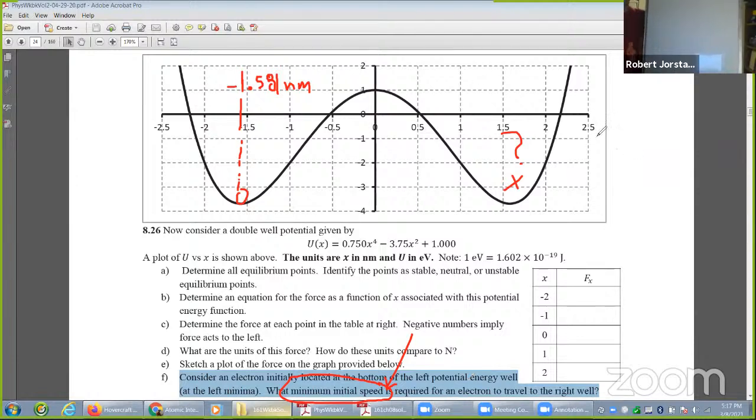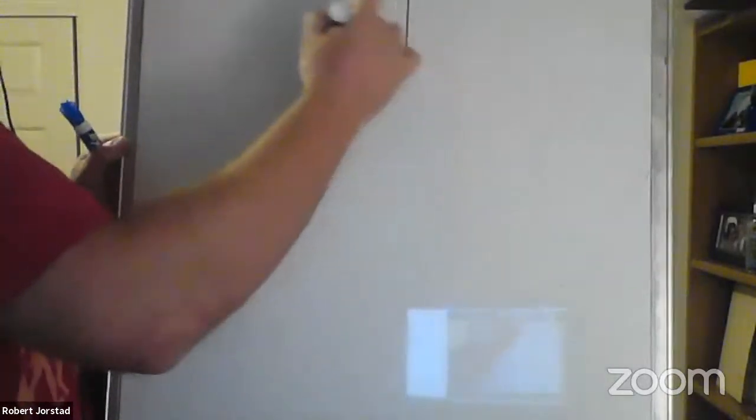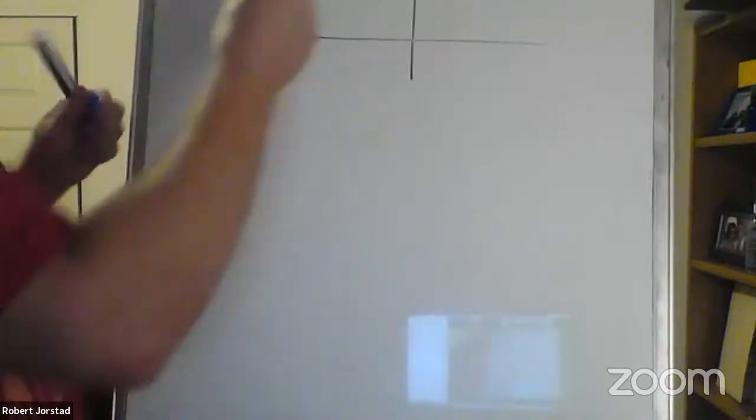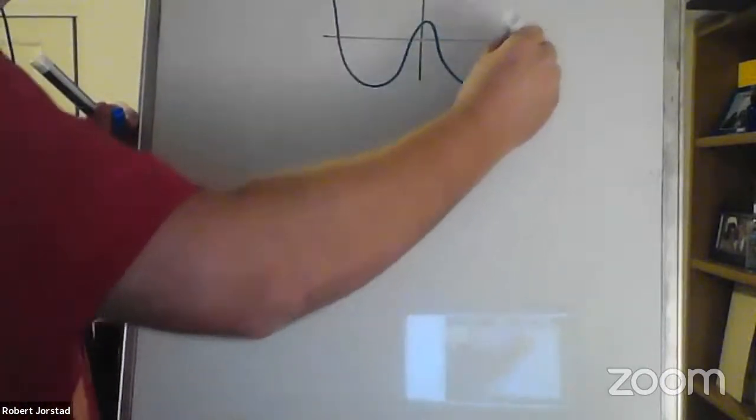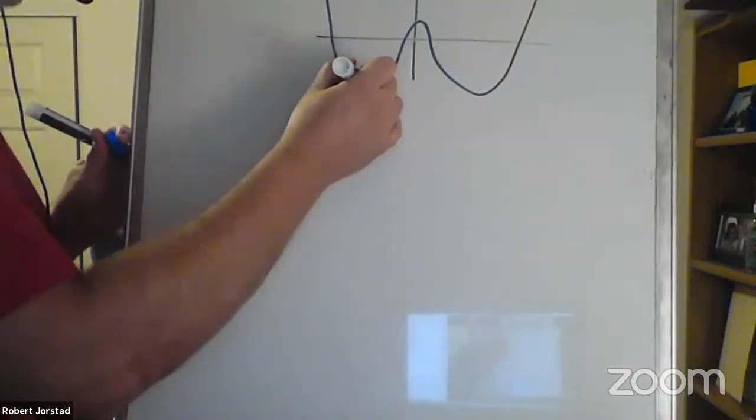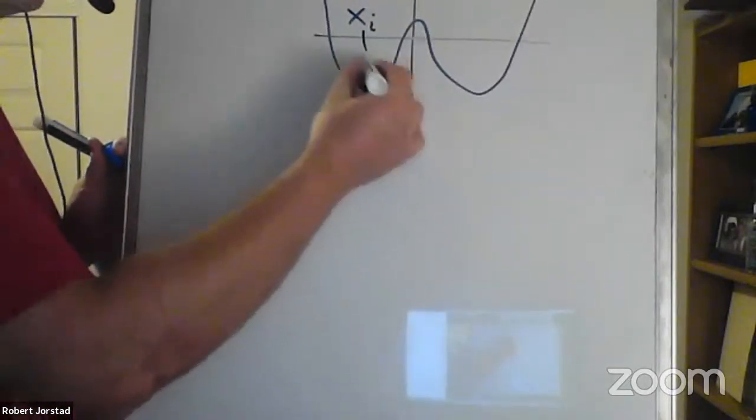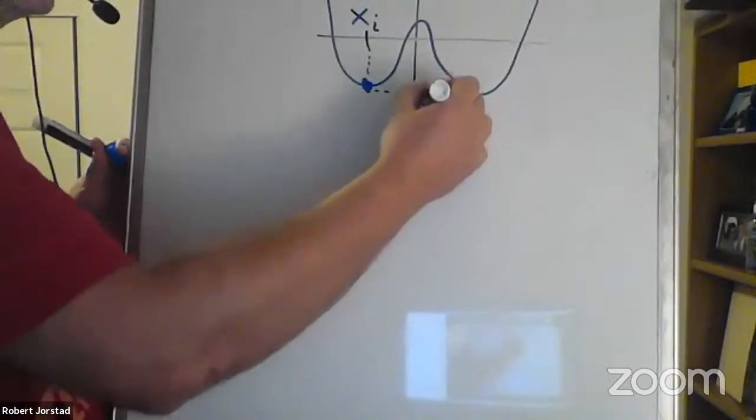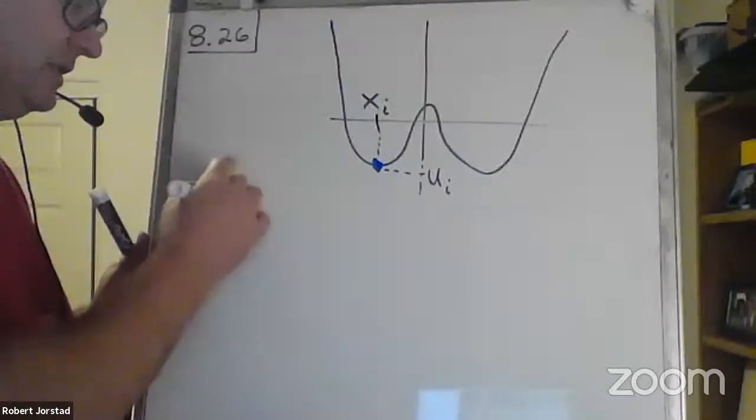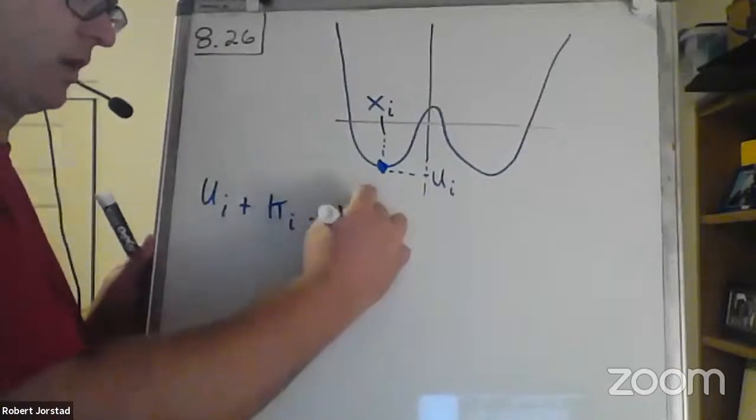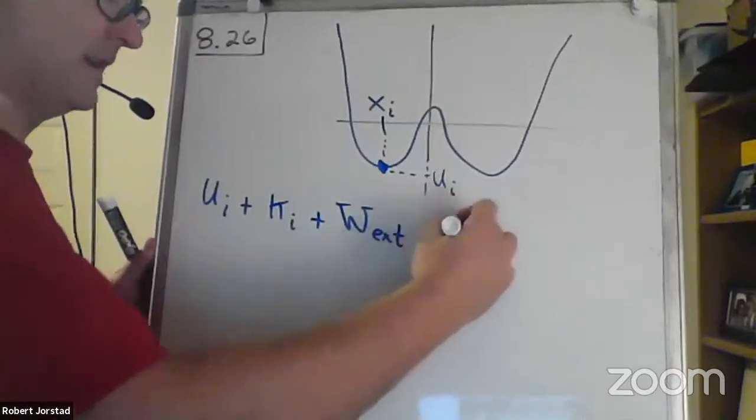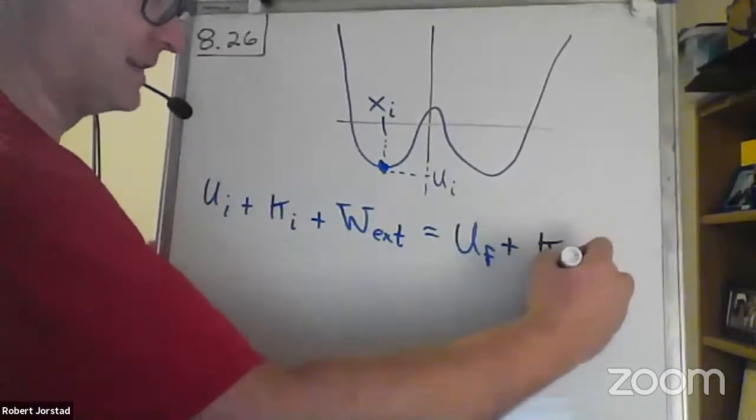Okay, so here's the idea. All right, let me get rid of this for a minute. We have some graph like this. We know the curve goes like this. It's not perfect. We want to be initially at this location, so we know an initial value for X. Do you agree we know an initial value for U? Seems reasonable. So then we could do U initial plus K initial plus work from other forces equals U final plus K final, right?